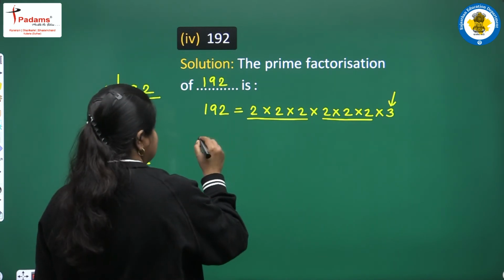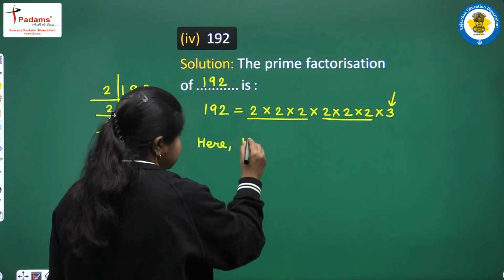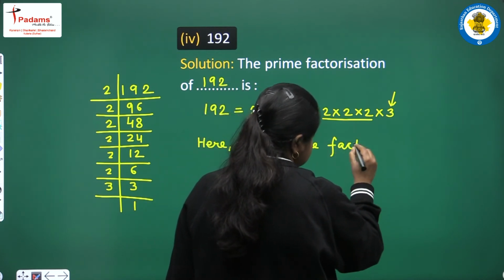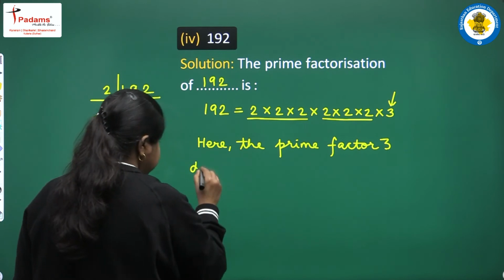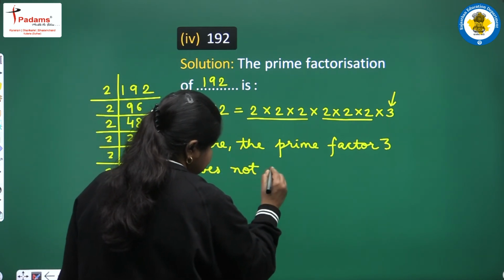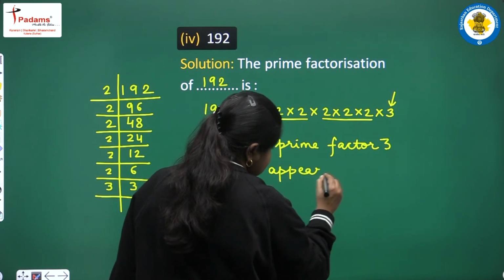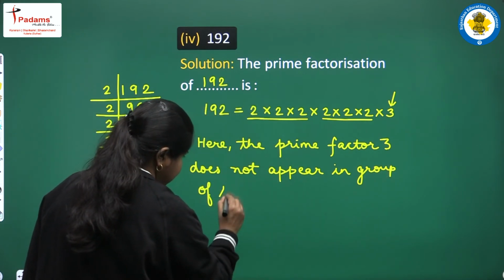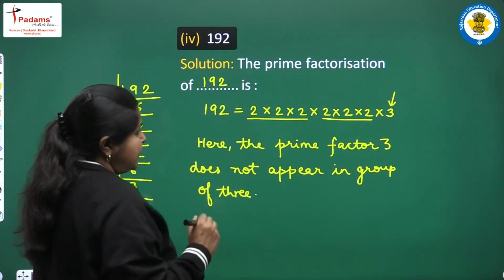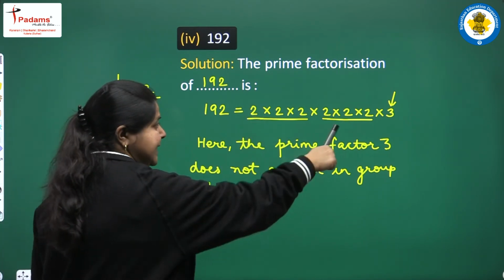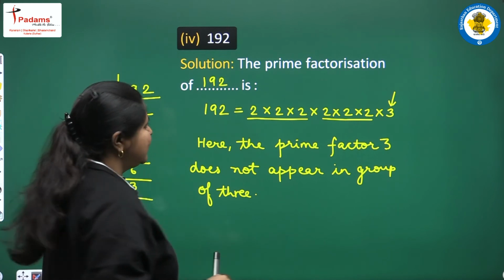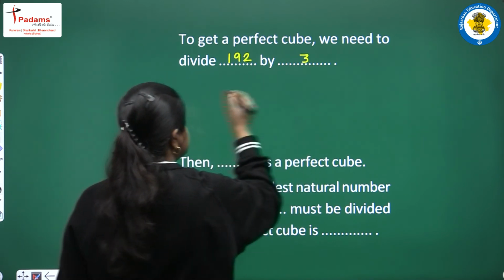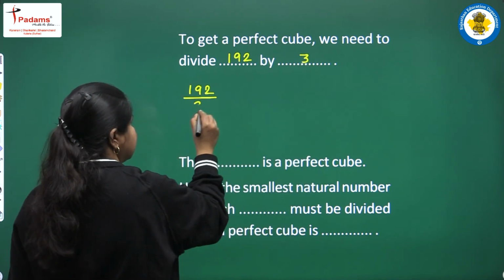Let us write here. The prime factor 3 does not appear in group of 3. So we should divide 192 by this extra number 3 and get a perfect cube. We write here, to get a perfect cube we need to divide 192 by 3, and if we divide it by 3, what do we have now?